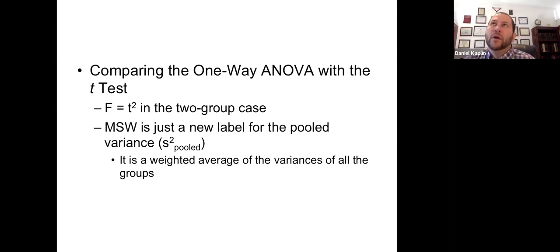Now, we also talked about pooled variance in our lecture on t-tests. For the ANOVA, our mean squares is our new label for pooled variance. So that's what our mean squares are, pooled variance. Now, what is a pooled variance? It's a weighted average of the variances for all of the groups.